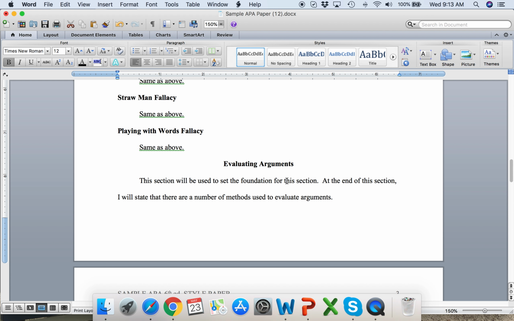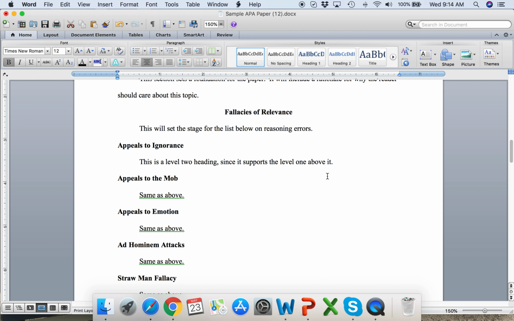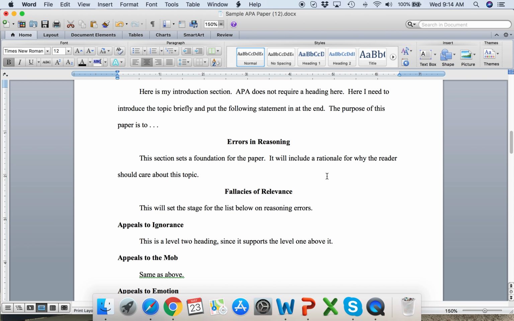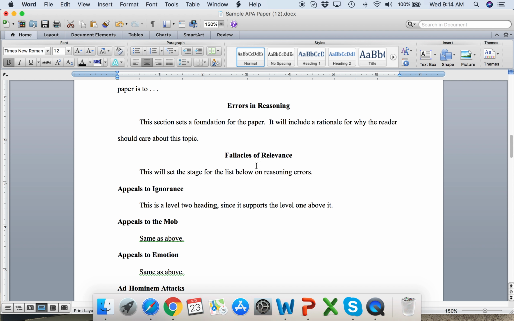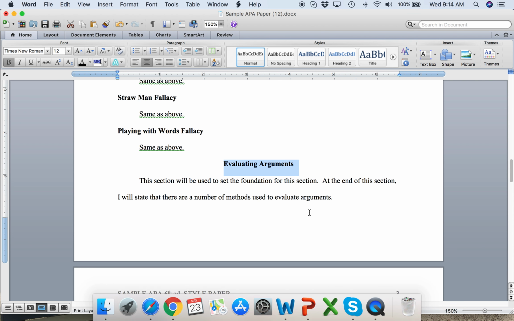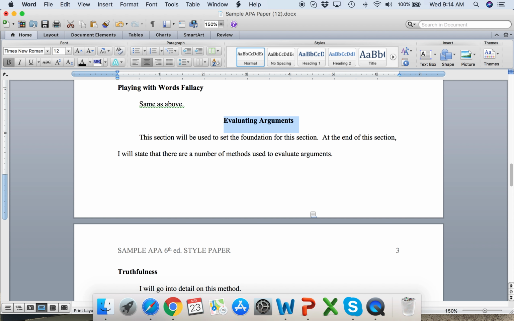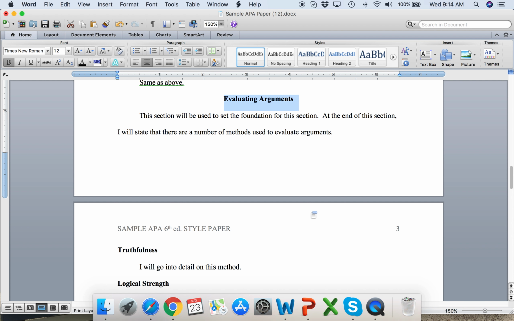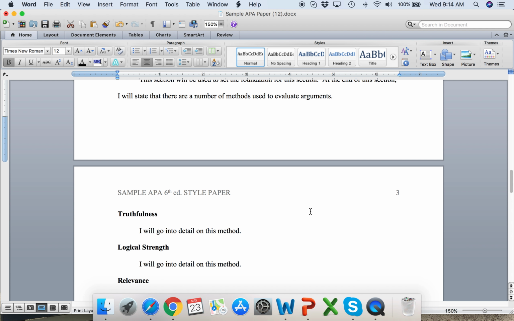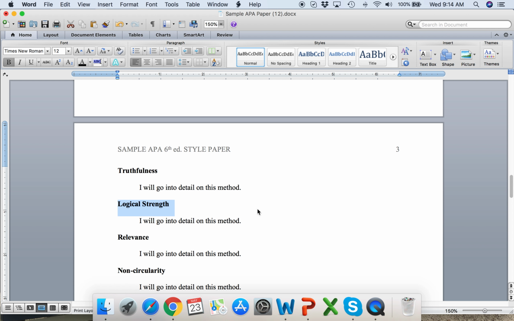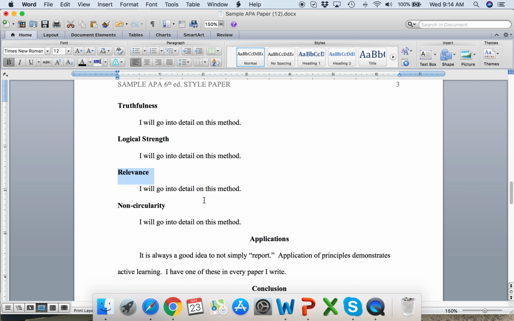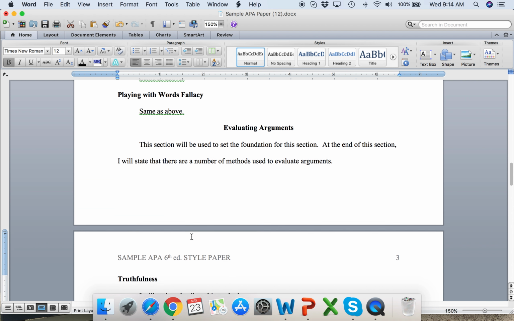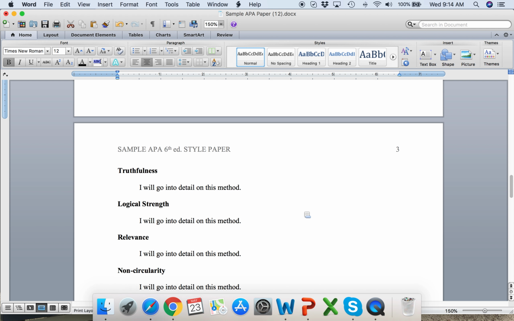The next section gets to the heart of the paper and talks about evaluating arguments. Now that you have your foundation set up, why are there errors in reasoning? What causes the errors in reasoning? Now you need to understand how to truly evaluate an argument. The method that the textbook talks about is a 4-step method: truthfulness, logical strength of the argument, relevance of the argument, and non-circularity of the argument. You see how those 4 subheadings will support this main heading above.